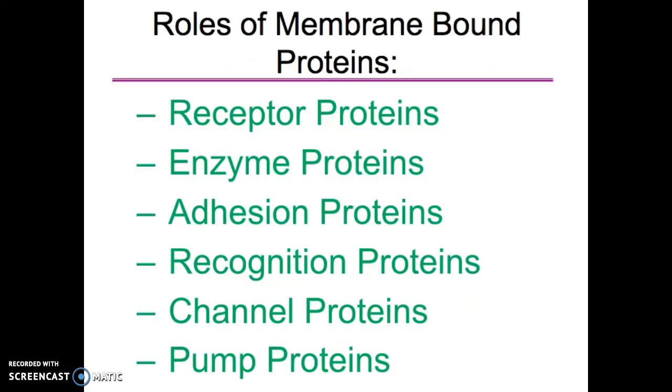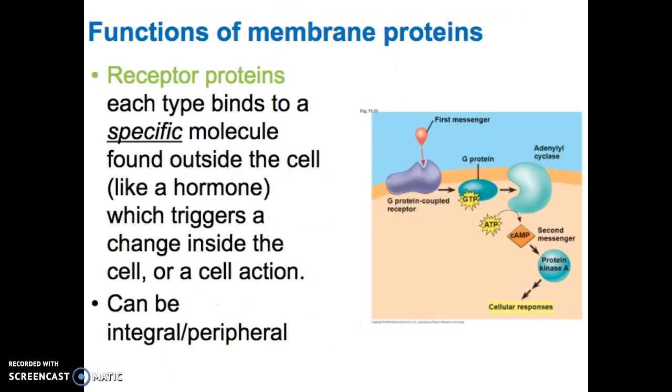Now, the membrane-bound proteins, there's a couple different types. There's receptor proteins, enzyme proteins, adhesion proteins, recognition proteins, channel proteins, pump proteins, and they all do different jobs, okay? So receptor proteins will bind to specific molecules, yeah? And this is specifically to ones that are outside the cell, so like hormones. And what this will do is it will change something in the cell. So it will trigger something to occur within the cell.